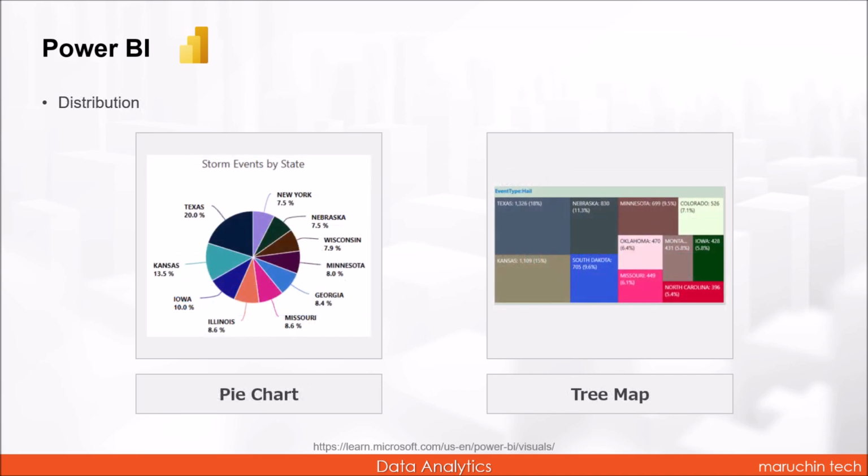And next is the distribution. Pie charts and tree maps visually show the distribution and the composition of data.